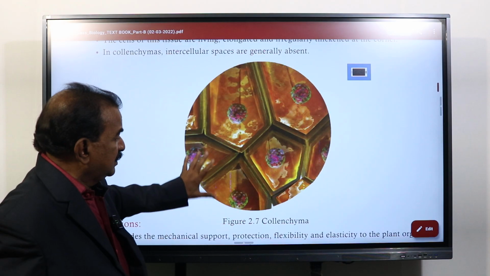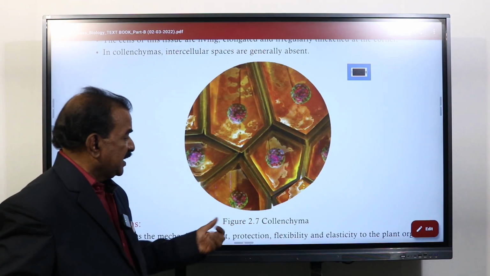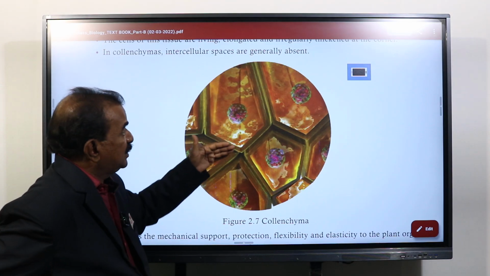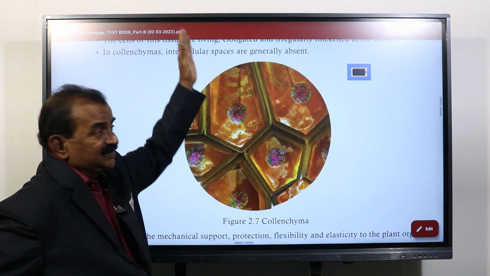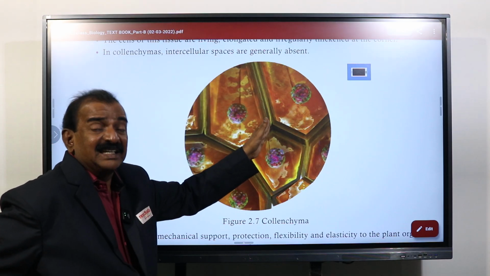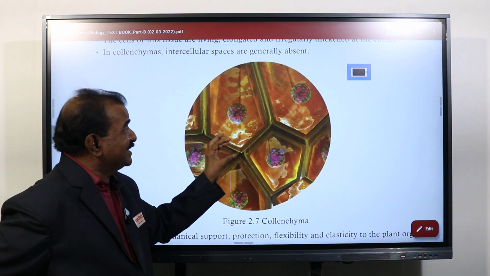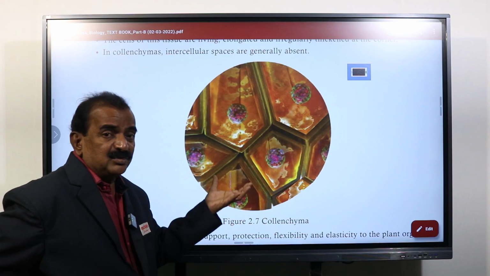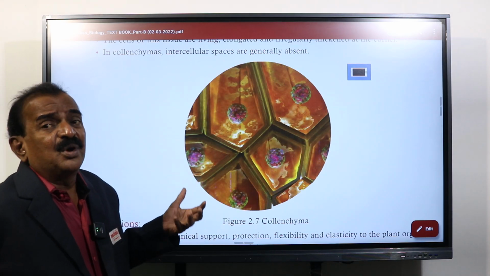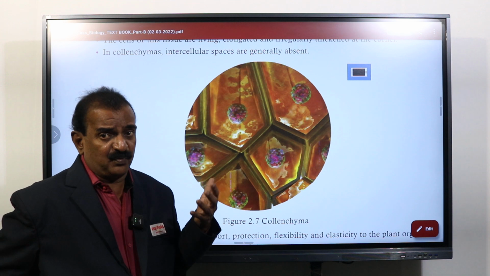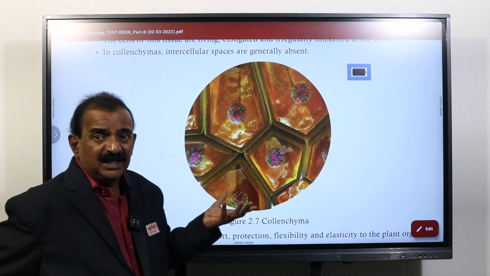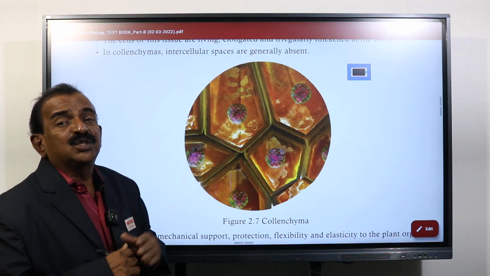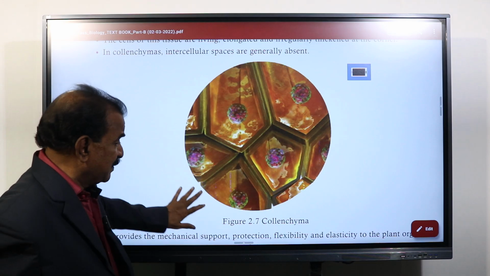Here, children, you are observing a beautiful diagram, figure number 2.7, where you see the presence of collenchyma. These collenchyma cells are elongated and have thickened corners, and they consist of nucleus and dense cytoplasm. Some of these collenchyma tissues contain chloroplasts and prepare food by the process of photosynthesis. Again, this collenchyma tissue is present just below the epidermis.